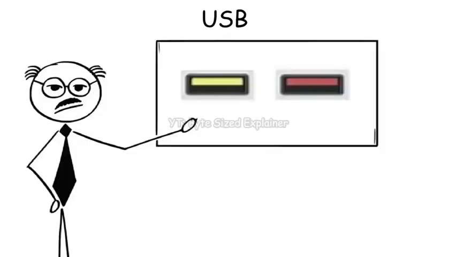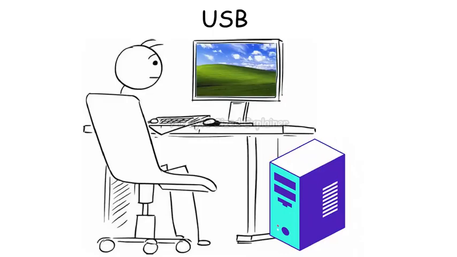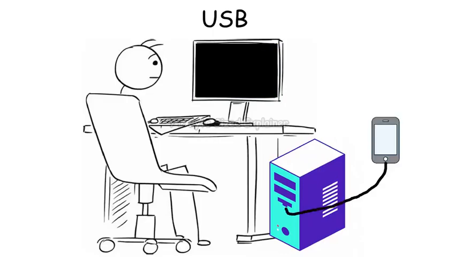By the way, some USB ports also come in yellow or red. These ports could be USB 3.0, 3.1, or even 3.2. The color only tells you about the sleep and charge feature. So if you turn off your computer and you plug the cable into the sleep and charge port, you can still use it to charge your phone or gadgets.